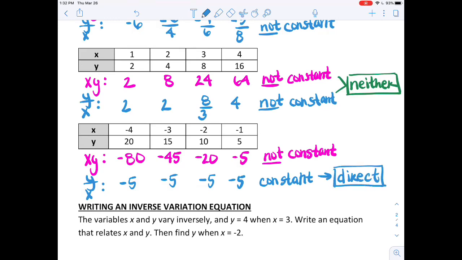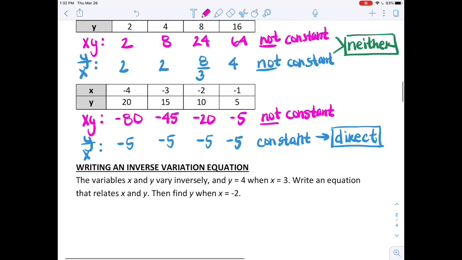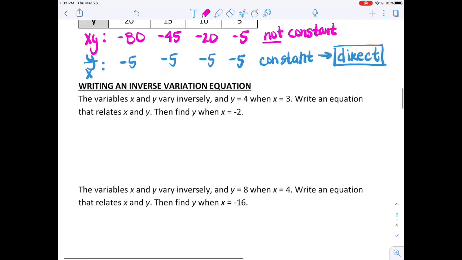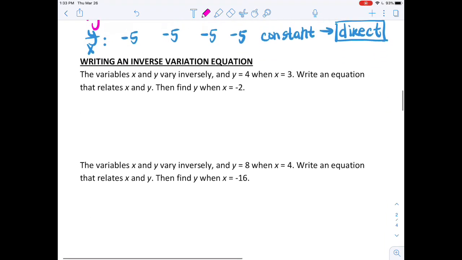All right, so remember, when the quotient is equal to a constant, it's direct. When the product is equal to a constant, it is inverse, but sometimes it can just be neither one. All right, let's go ahead and take a look at some examples where we actually have to write the equation given some values. So let's take a look at writing an inverse variation equation.